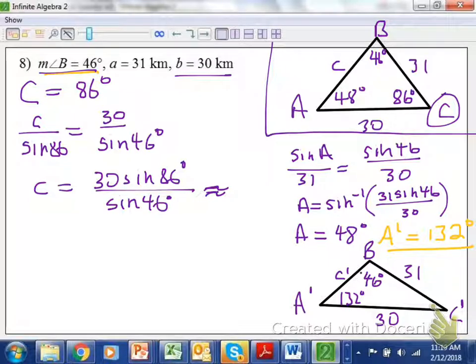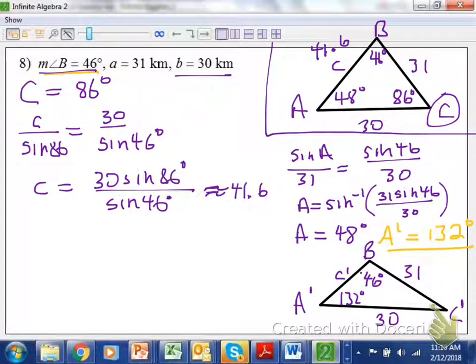How much? Somebody talking to me? 41.6. That seems large, doesn't it? 41.6. Does that make sense? Why does it make sense? Largest sides across from the largest angle, the smallest sides across from the smallest angle. We want to make sure that the values that we find make sense, right? Does this triangle seem to be proportionate?